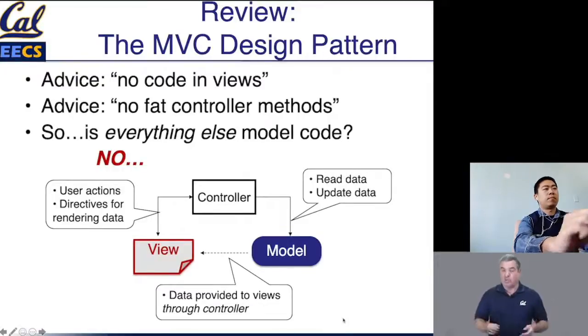But there's a whole lot of code that goes into a typical non-trivial SaaS application that is not really just about that. And that code shouldn't go in the model either. So where else can it go if it's none of the above?